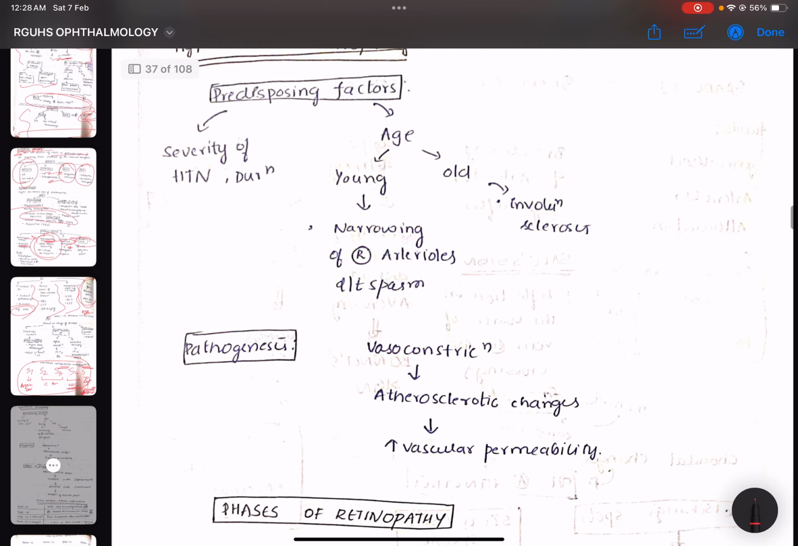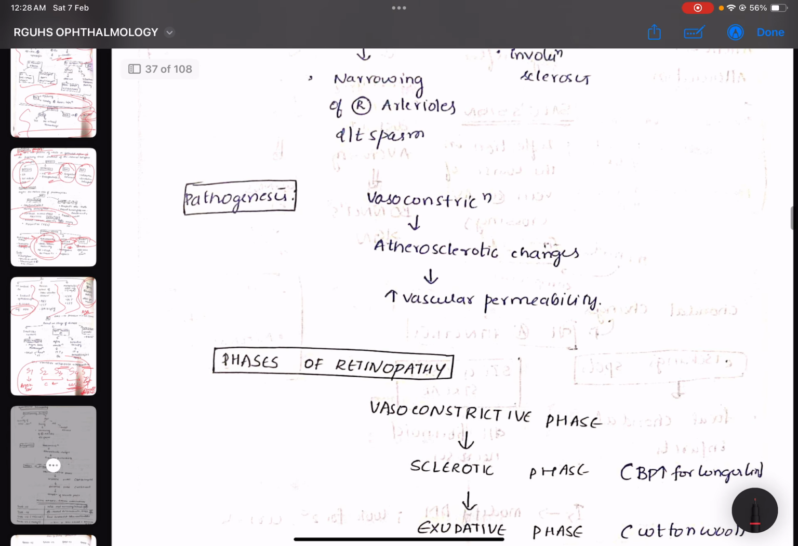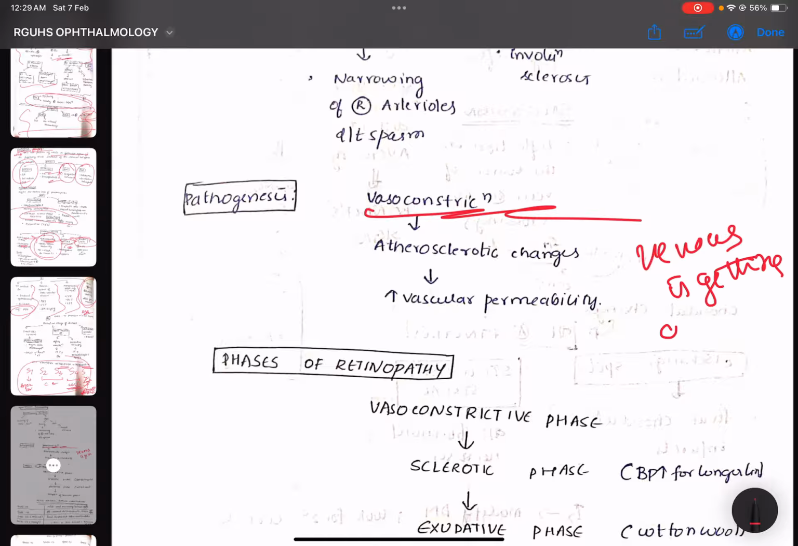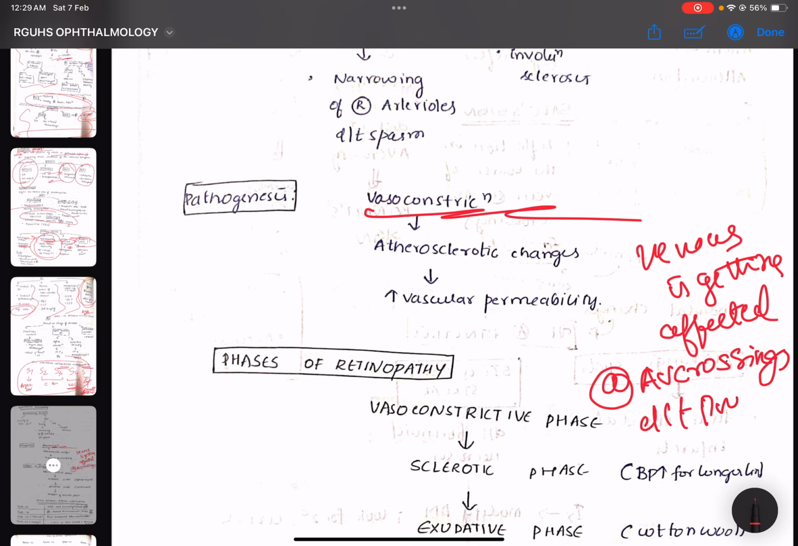In hypertensive retinopathy, again this concept I will just tell you. What is happening is vasoconstriction. Again, the venous side is getting affected at AV crossings due to the pressure of arterial thickening.